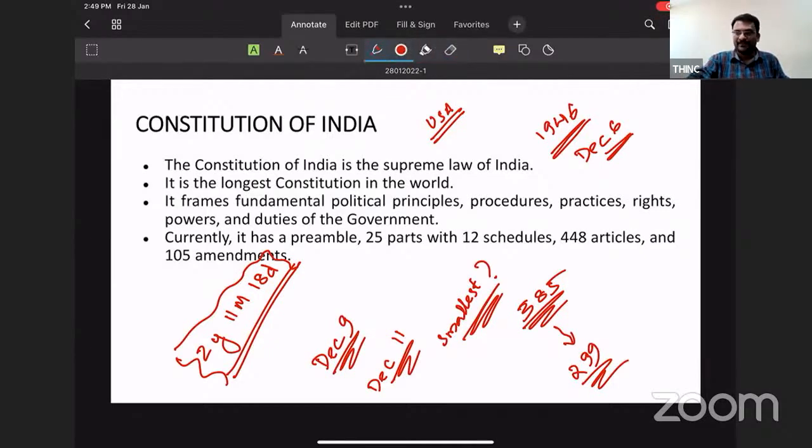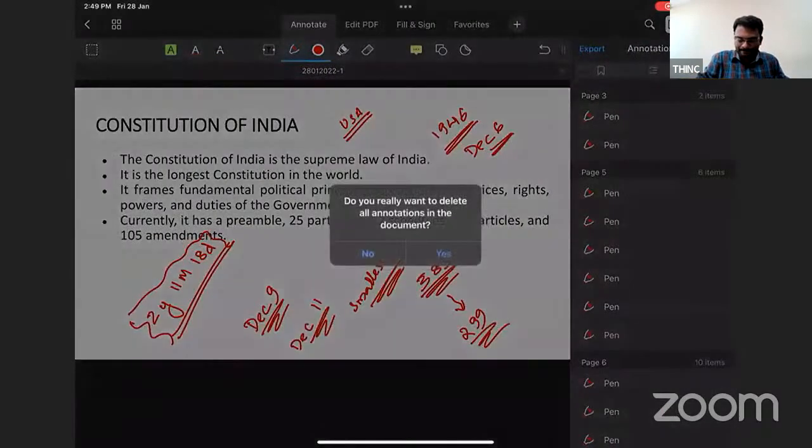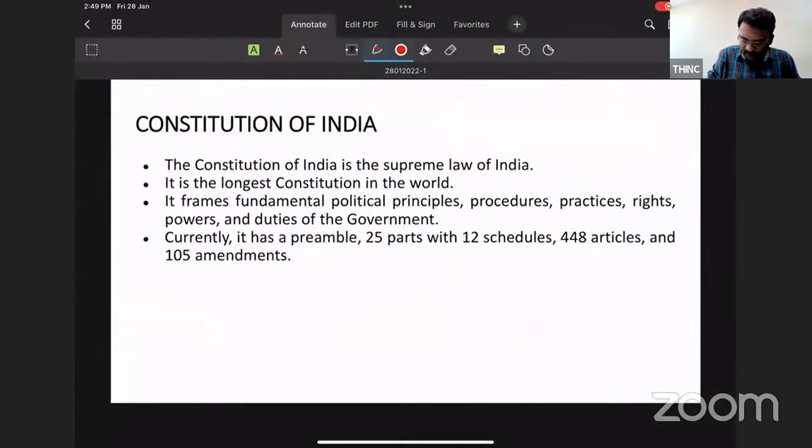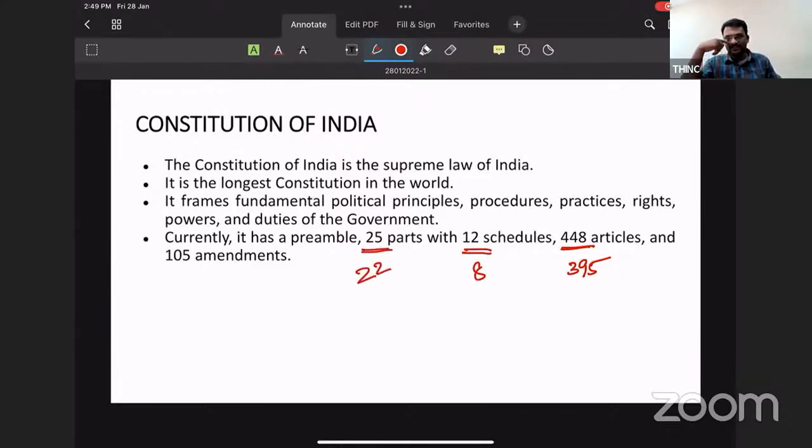Over here, if you check the original constitution, it did not have this many articles. Let me check the original. Wait a second. Now we can get into the original constitution. It was only 395 articles in the original constitution. Among the 12 schedules, earlier it was only 8. And in case of parts, it was only 22 parts. So this is the original constitution at the time of Ambedkar.